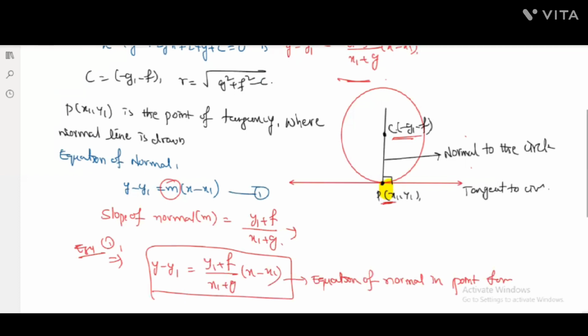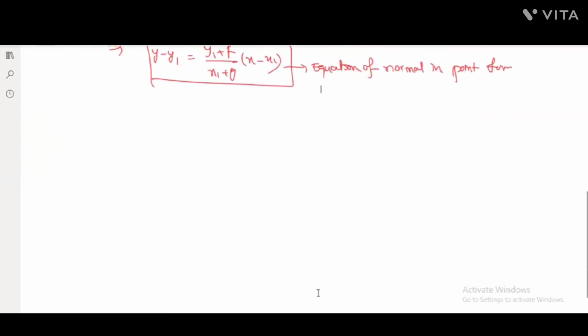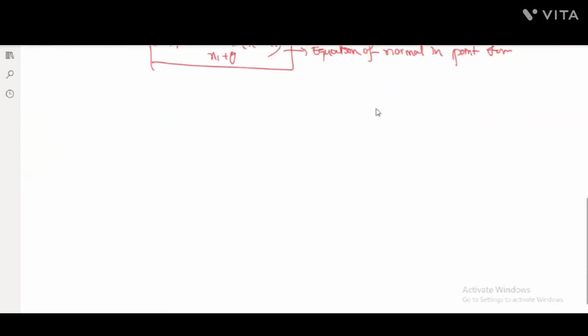Next comes the second form, parametric form. In this parametric form, the coordinates where we will take the parametric form is (a cos theta, a sin theta). At this point we have to find the parametric form.